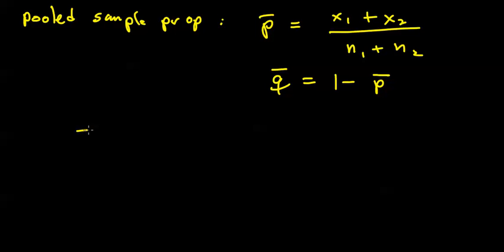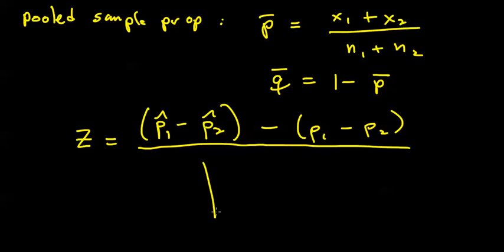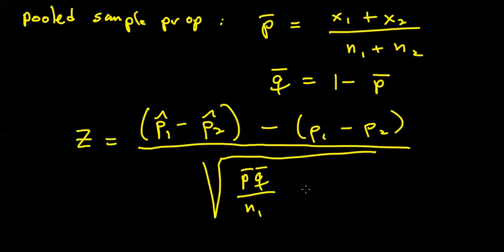And our Z statistic, our Z value in this sense, is going to be really the difference in the sample proportions minus the difference in the assumed population proportions divided by this nasty looking thing, P bar Q bar over N1 plus P bar Q bar over N sub 2.